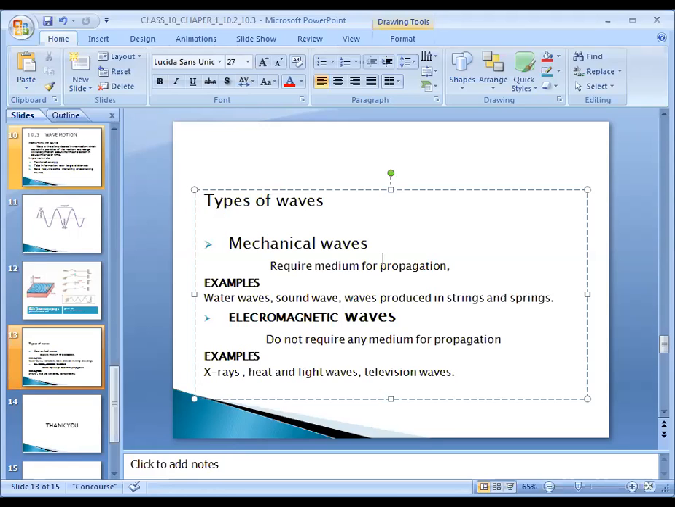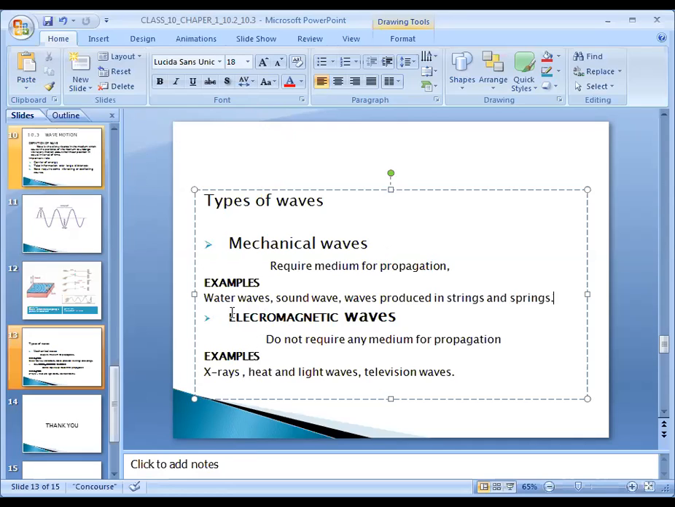Examples of mechanical waves are water waves, sound waves, and waves produced in strings and springs, as we discussed. These are springs, we have already talked about springs. Sound waves require a medium, and that medium is air. Water waves also require a medium. So water waves, sound waves, and waves produced in strings and springs are examples of mechanical waves.